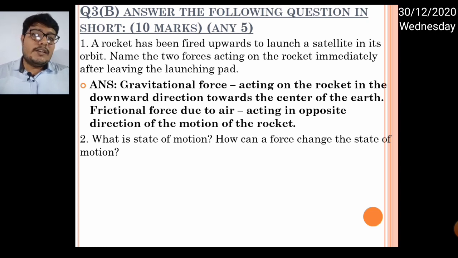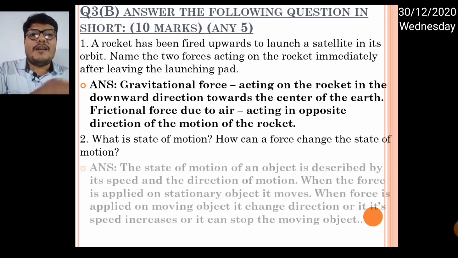What is the state of motion? Now, how can the force change the state of motion? What is the state of motion? When an object is in motion or at rest, or if you want to identify the motion of the object, like in which direction it is moving and what its speed is, that is known as the state of motion, right? And how can the force change the state of motion? Force can reduce the speed, change the direction, stop the object, or make an object move. So this you have to write.